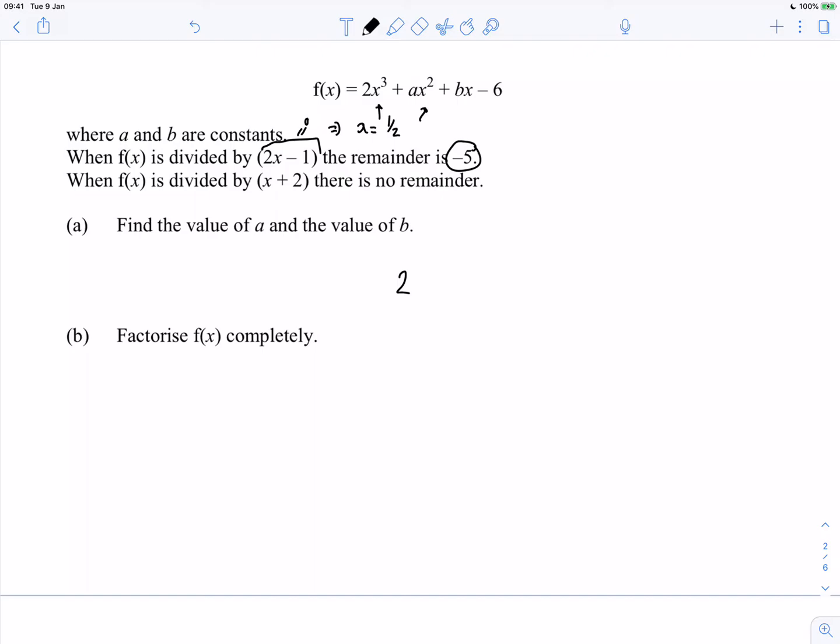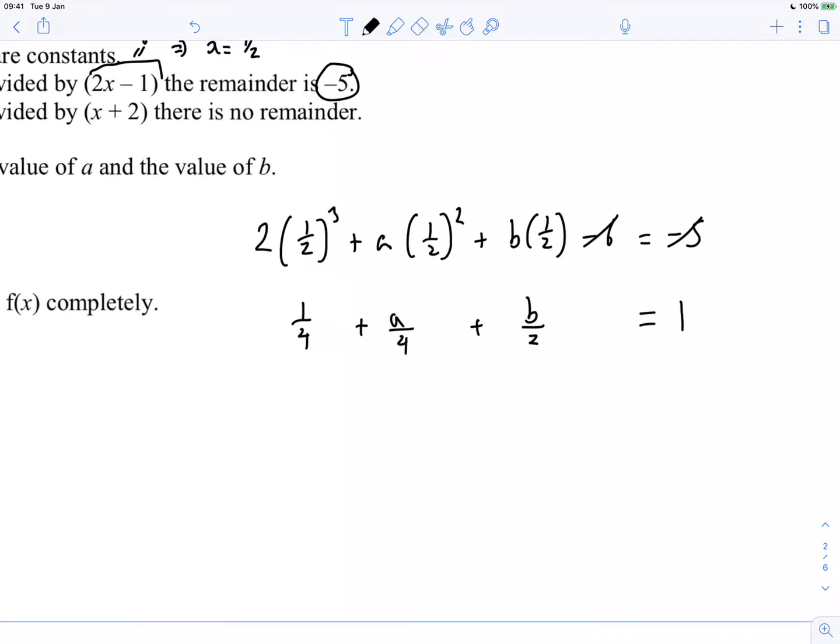So I've got 2 lots of a half cubed plus a lots of a half squared plus b lots of a half minus 6 equals negative 5. Well, if I add the 6 onto both sides, that's a 1. A half cubed is an eighth, times 2, so that's a quarter. Half squared is a quarter, so that's a over 4 plus b over 2. If I times everything by 4, I'll get 1 plus a plus 2b, be careful, and this is 4. And if I minus 1 from both sides, I get a plus 2b equals 3.